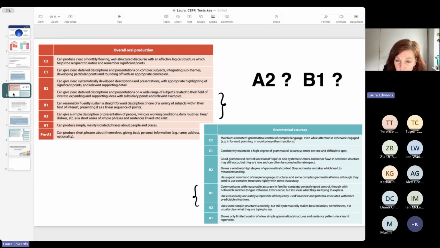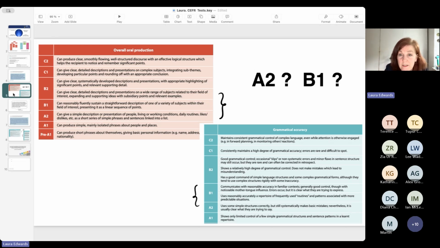So if we look at A2, it says uses some simple structures correctly. Well, he systematically makes basic mistakes. There were mistakes, but we can see he kind of moves beyond simple structures. B1 would be uses reasonably accurately a repertoire of frequently used routines and patterns. So I'd say it's probably again around the B1, maybe a B1 mid. There were errors. We saw stretches of ability there. Okay, so that was a really, really tricky example.